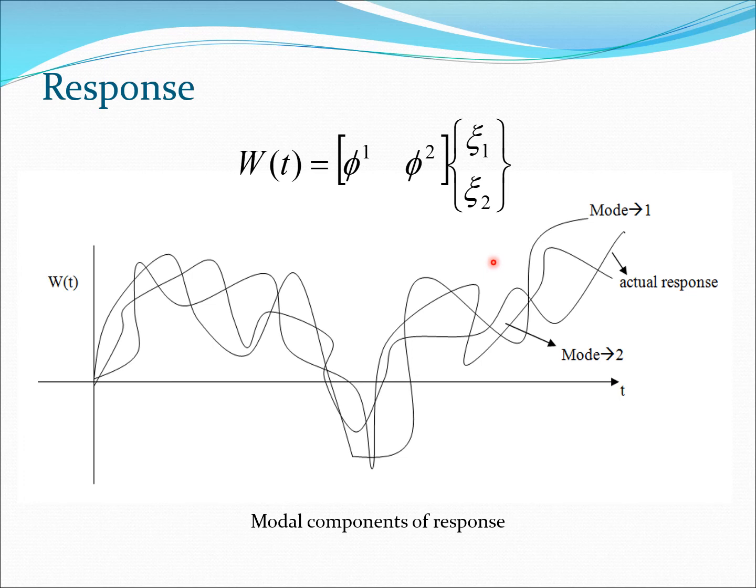So essentially all you have done is, instead of viewing them in the coordinate system corresponding to W, which are the actual degrees of freedom in the system, you are viewing them from the modal space, which are these xi coordinates. So these can be thought of as a different coordinate system where these equations are essentially decoupled.